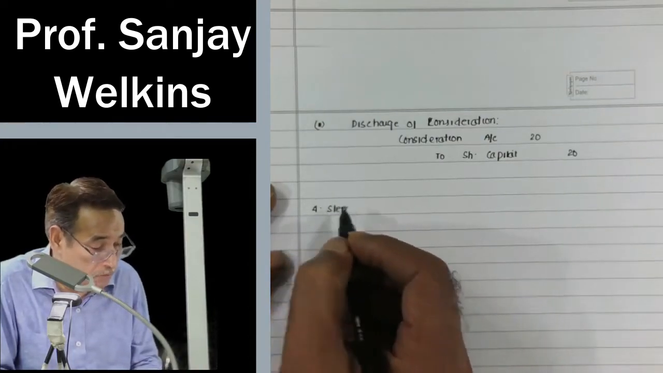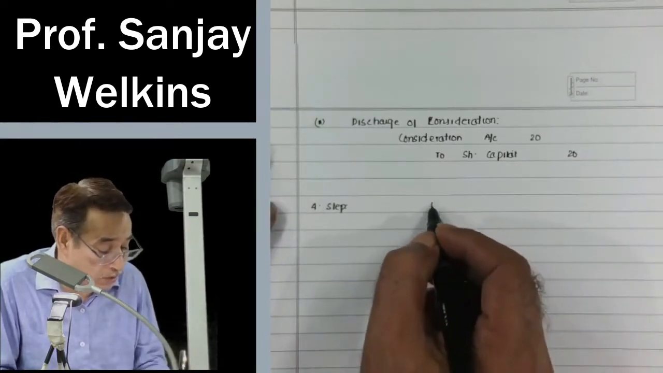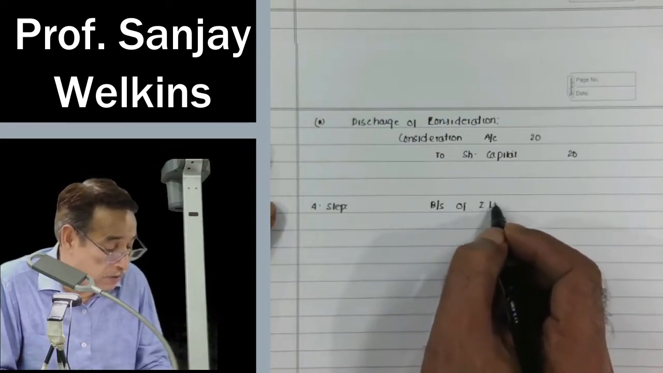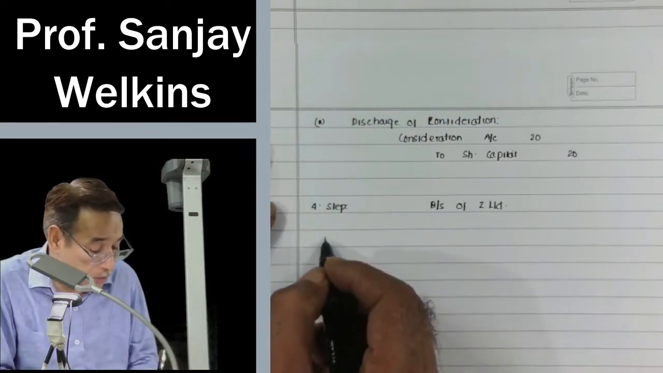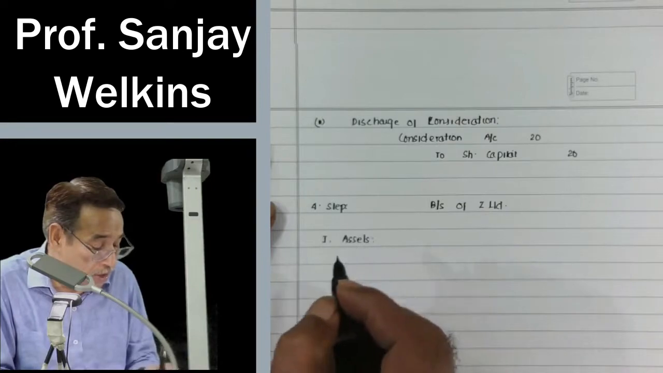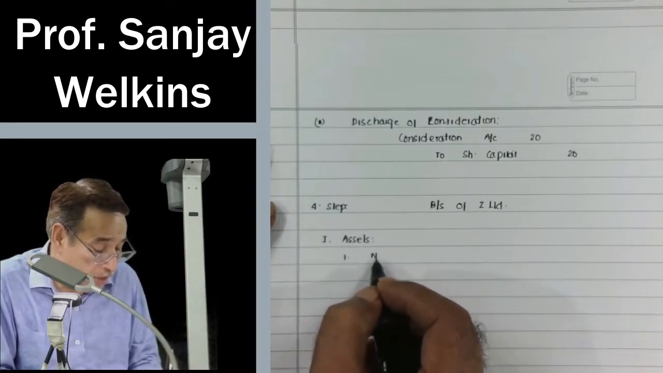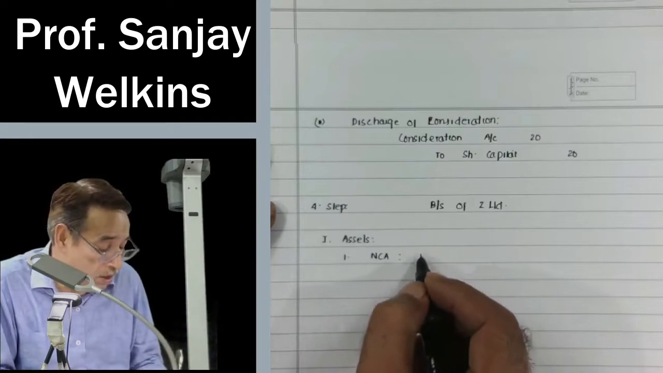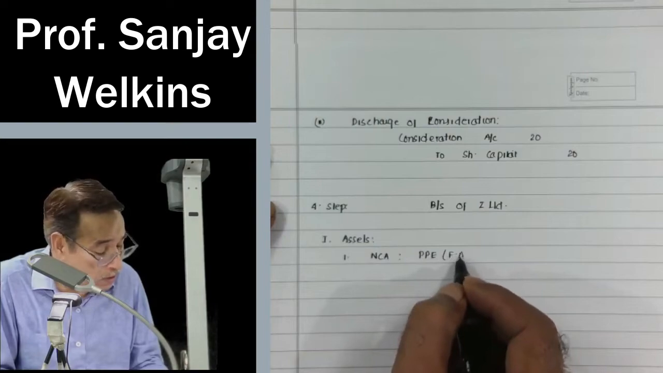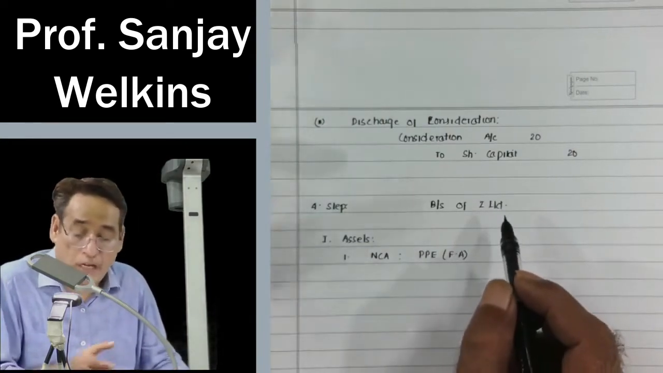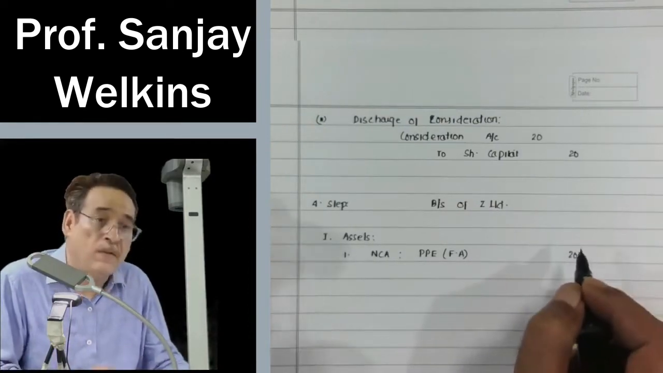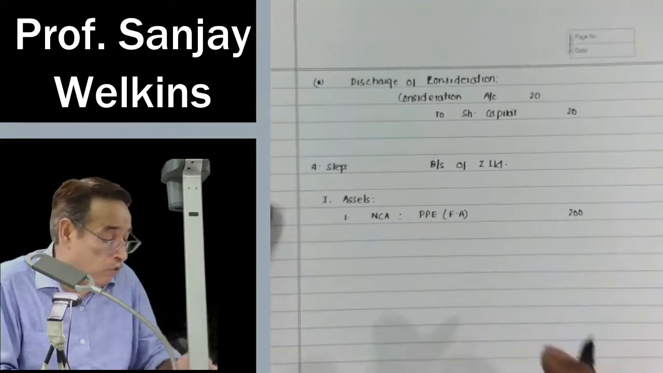Balance sheet of Z Limited. In order to prepare the balance sheet, first of all, let me write here assets. First, I will write non-current assets. Under non-current assets, I will write property, plant and equipment, that is your fixed asset. Now, this company has acquired fixed assets to the extent of 200, just as we have written. Z Limited acquired property, plant and equipment worth rupees 200.